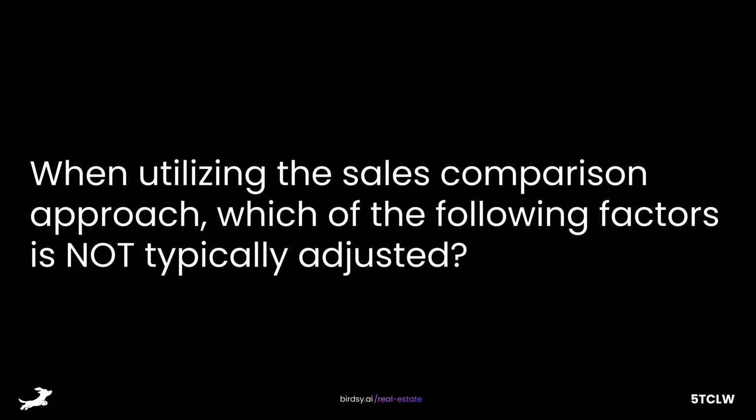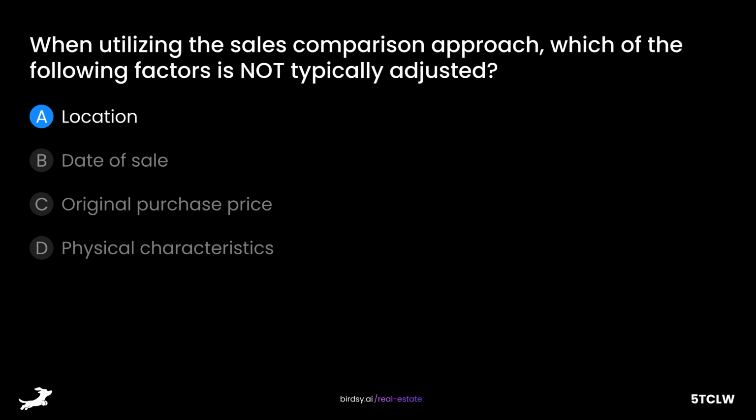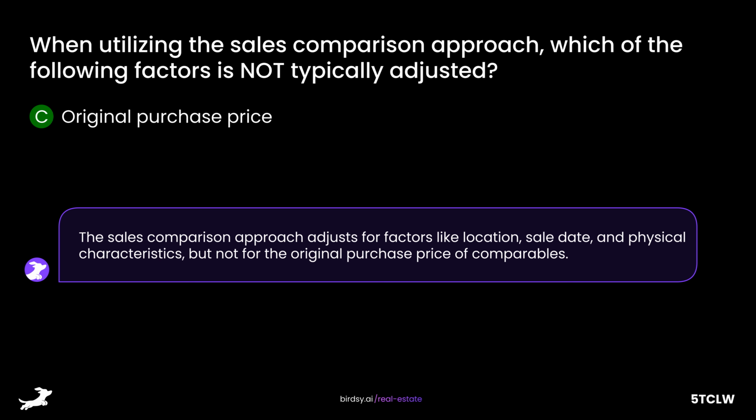When utilizing the sales comparison approach, which of the following factors is not typically adjusted? Is it A, location, B, date of sale, C, original purchase price, or D, physical characteristics? The answer is C, original purchase price. The sales comparison approach adjusts for factors like location, sale date, and physical characteristics, but not for the original purchase price of comparables.